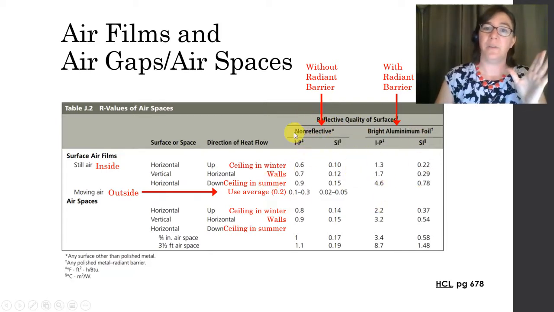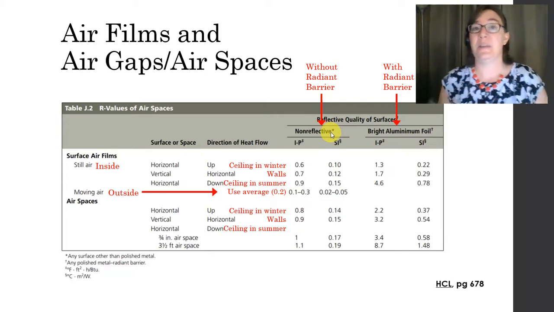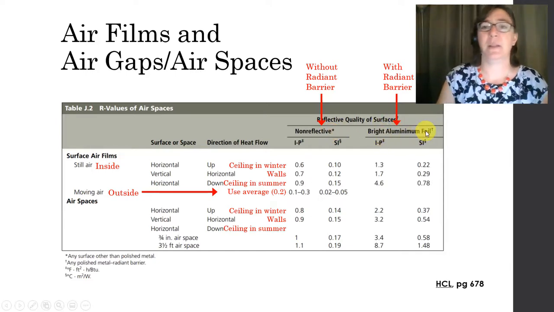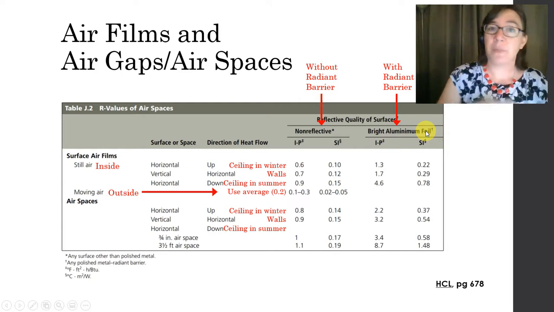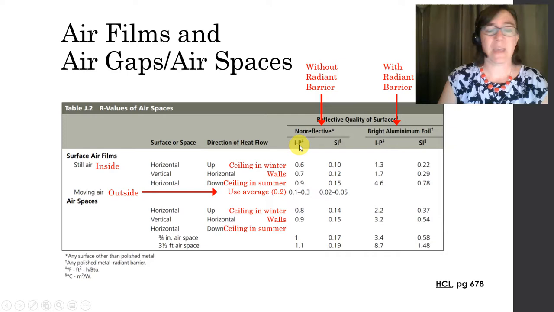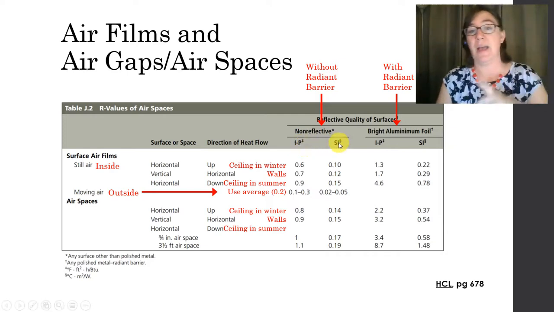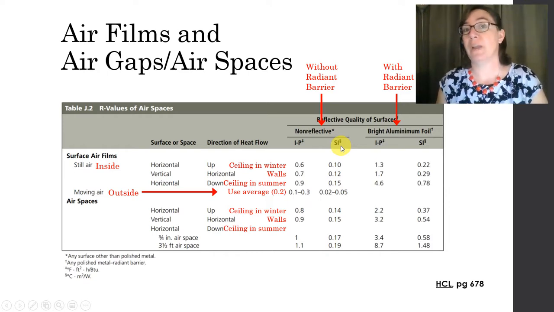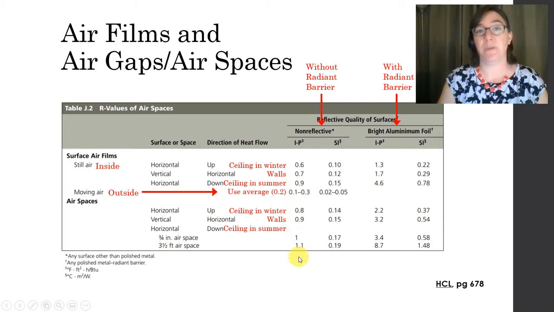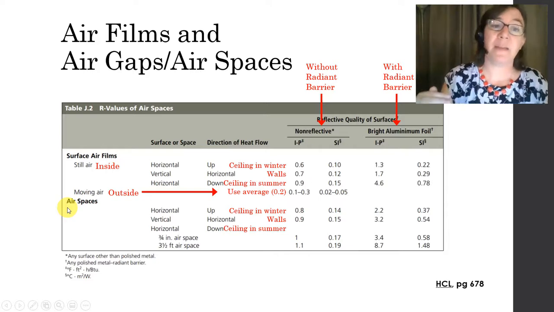Well, the left two, which say non-reflective, are air films without a radiant barrier. And on the right-hand side, we've got bright aluminum foil, which is basically air films or spaces with the radiant barrier. And finally, I-P is the imperial units, and SI is your scientific or metric units. Typically in this class and in this country, we use the imperial units. Let's move on to air spaces, the bottom half of this table.